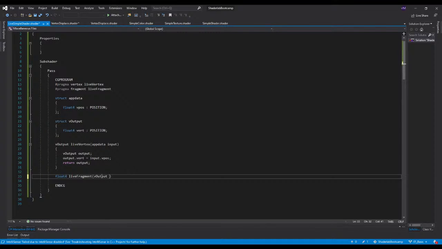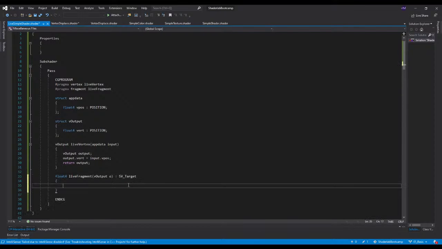This will be the input for this. So let's say we whatever. Now this is very important. This semantic will tell that wherever you're passing out the color, it has to have a render target in which it will be rendered out.